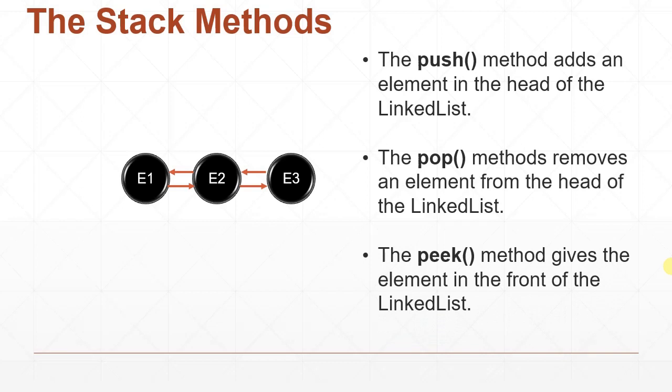The peek method gives the element in the front of the linked list, but it won't remove the element. So this is just for the inspecting purpose. So by using the stack interface, you can make a call to these three functions: push to add an element, pop to remove an element, peek to inspect an element. Let us look at the Eclipse demo, and so you can see how we can operate the linked list as a stack.